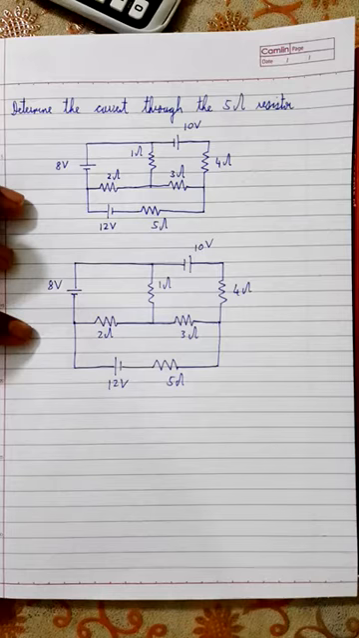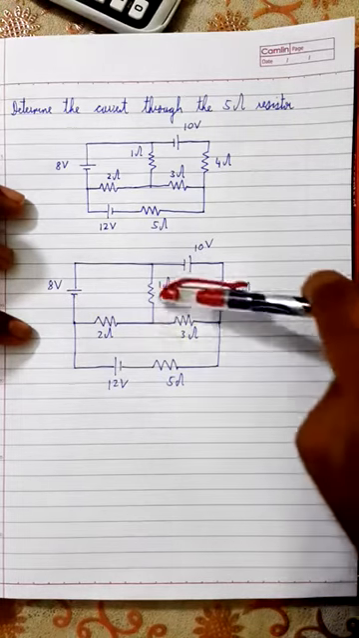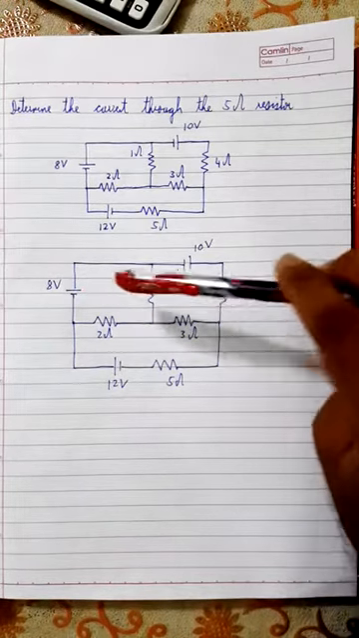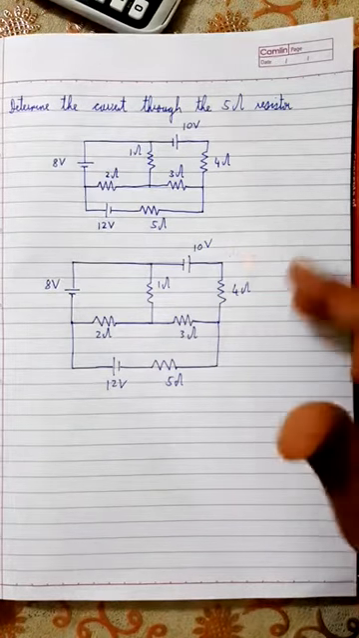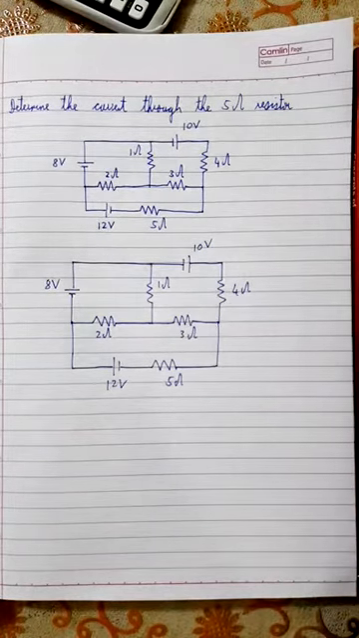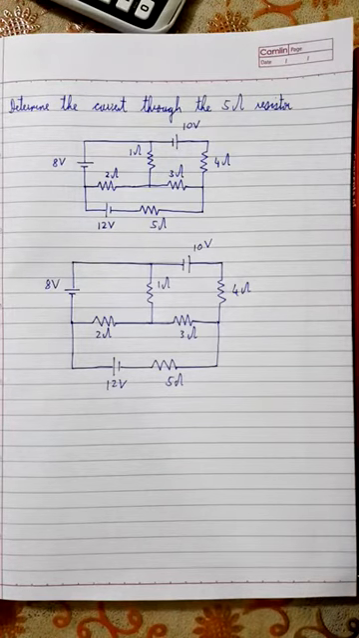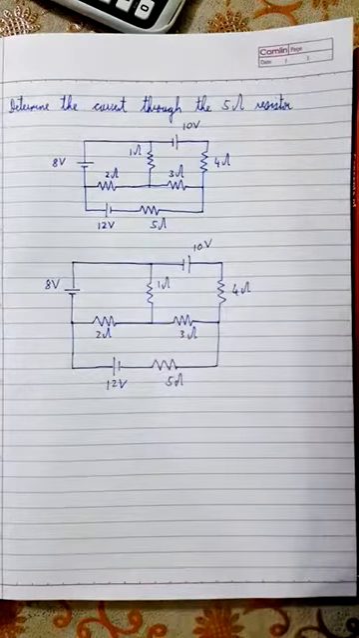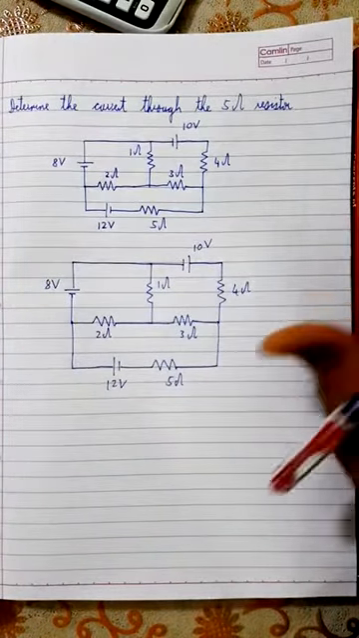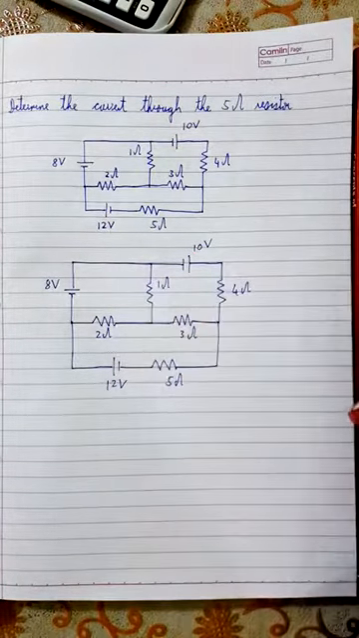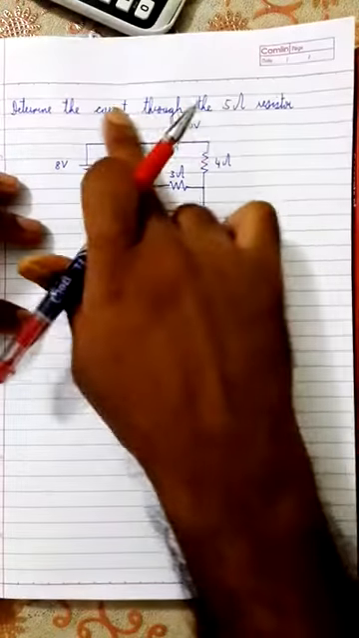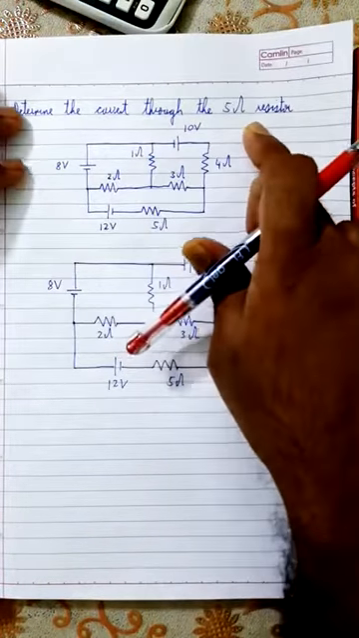As usual, the first step is that I'm going to mark each and every mesh with my current direction, and of course you can mark any current. You can give the name of the current any way you want. It can either be I1, I2, I3, or anything else. The final answer will always be the same, because here they say find the current through the 5 ohm resistor.